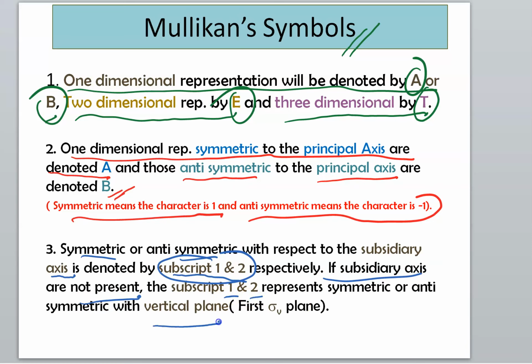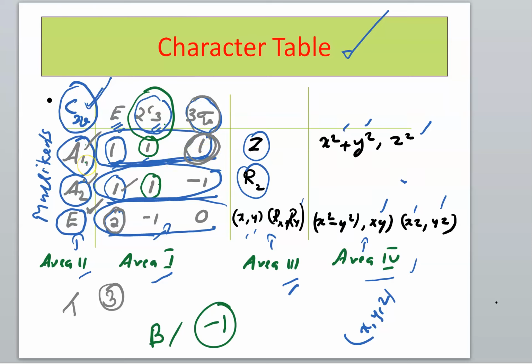Okay, look here at this example. In the first example there is no subsidiary axis. C3 is the principal axis, no subsidiary axis. So we are considering the vertical plane, sigma v. Here it is 1, that is symmetric to the vertical plane, therefore A1. Here it is -1, anti-symmetric to the vertical plane. No subsidiary axis here, so we are considering the first vertical plane, -1, therefore A2. Okay.